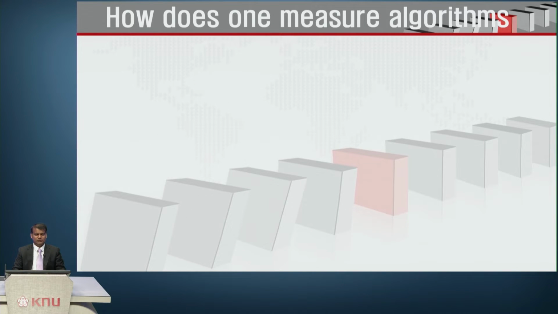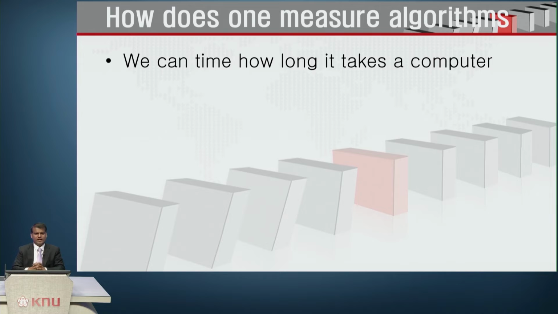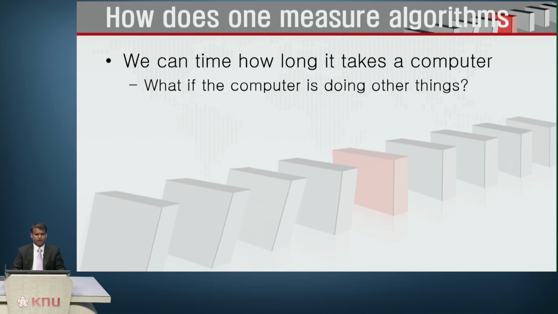How does one measure an algorithm? We can time how long it takes a computer to compute it. What if the computer is doing other things? Well, you know that whenever you operate a computer, there are a lot of different applications or programs running in the back end. Apart from your operating system, you do have other simple things running around.